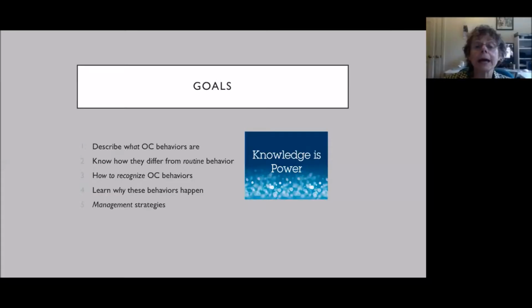How to recognize obsessive compulsive behaviors. I'm going to say OC in the future, because saying obsessive compulsive several times is not terribly useful, and I'll stumble on the words. It's important to learn why these behaviors happen. It helps us understand and then try to adjust and adapt to them. And then finally, and importantly, we'll talk about management strategies.